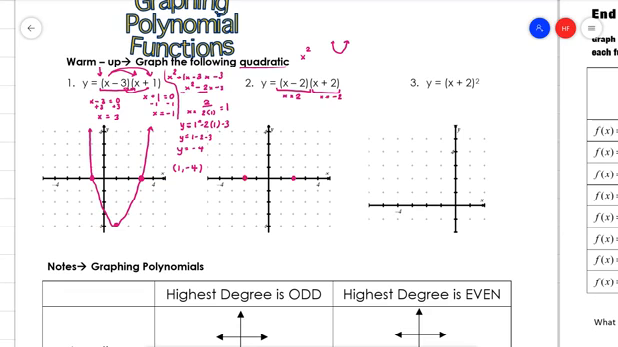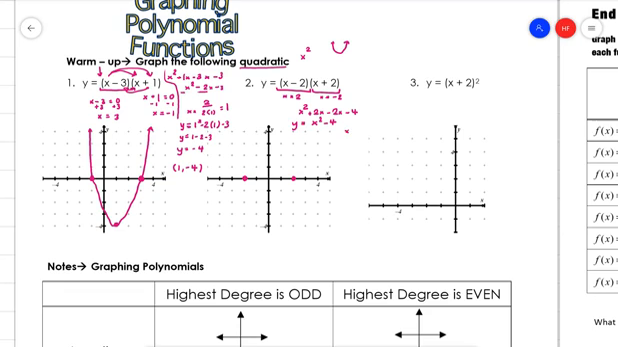So we'll FOIL this thing out. We got x squared plus 2x minus 2x minus 4. X squared minus 4, because these two middle ones will cancel. So x squared minus 4 is my y equals.